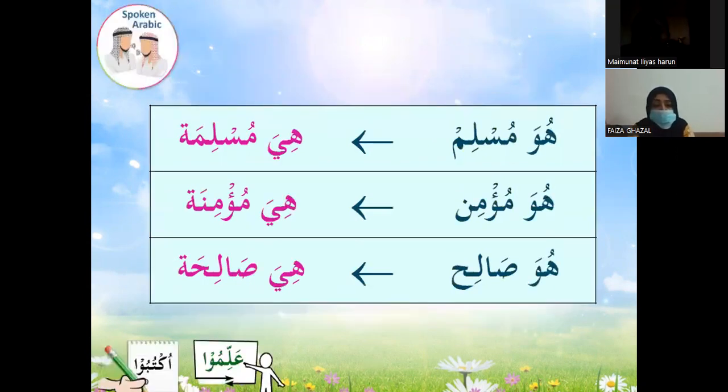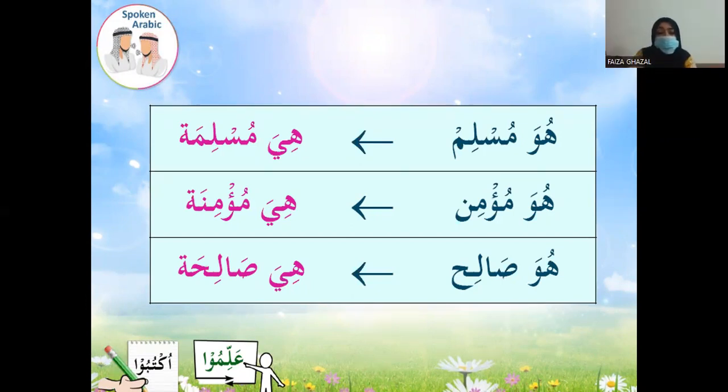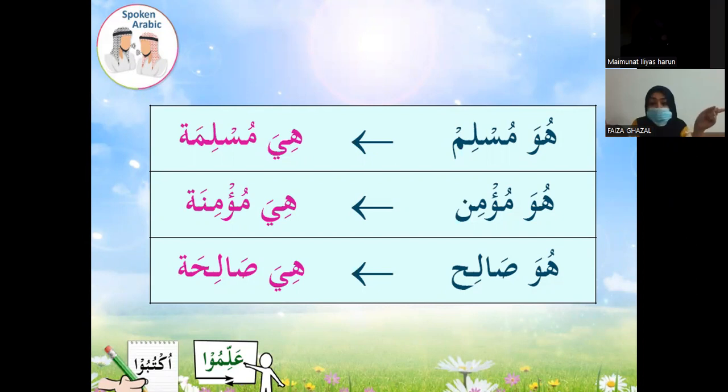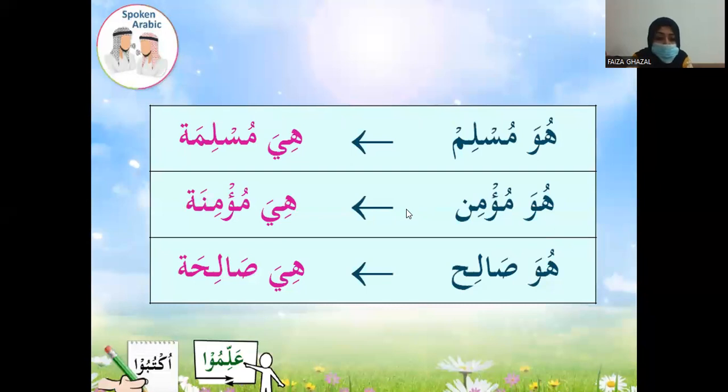Perfect, mashallah. Next slide: we add the pronouns with the nouns and we do it for both the masculine and the feminine forms. Huwa Muslim, he is a Muslim guy. Hiya Muslimah, she is a Muslim female. Huwa mu'min, hiya mu'minah, huwa salih, hiya salihah. Any one of you want to volunteer for this one? Hiya represents she, and Muslimah, of course, is the feminine sigha for Muslim female.